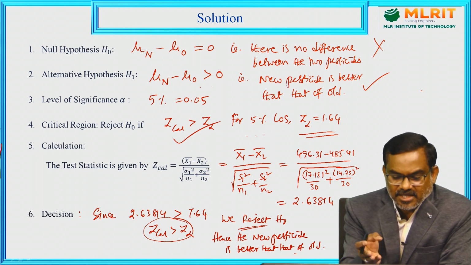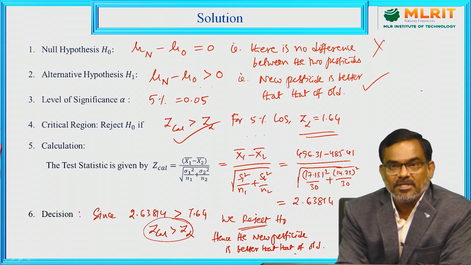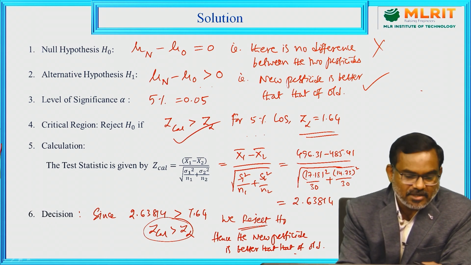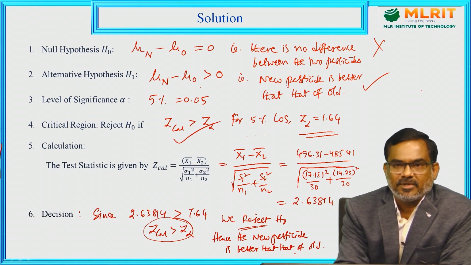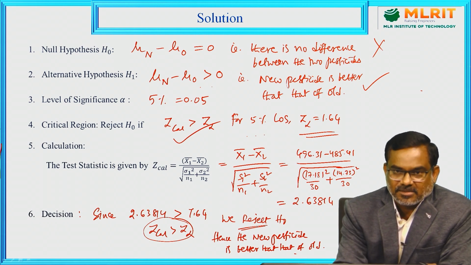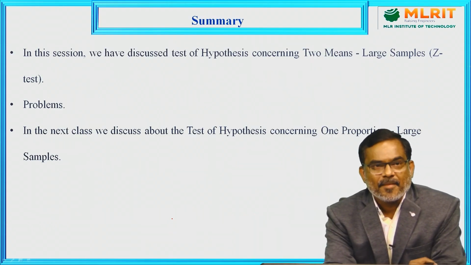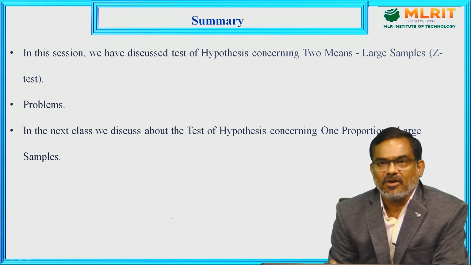If we are rejecting the null hypothesis, it means that we have to accept the alternative hypothesis. And what is the alternative hypothesis here? The new pesticide is better than that of old. Hence, the new pesticide is better than that of old, and it gives more kilograms of rice per unit. And coming to the summary of today's session, in this session we have discussed the test of hypothesis concerning two means for large samples.